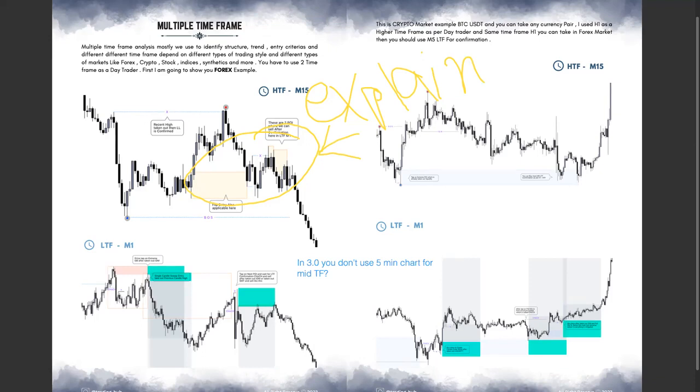In the 3-pointer, you don't use the 5-minute chart as a mid time frame. Yes, but you can use the 5-minute to scale the entry.